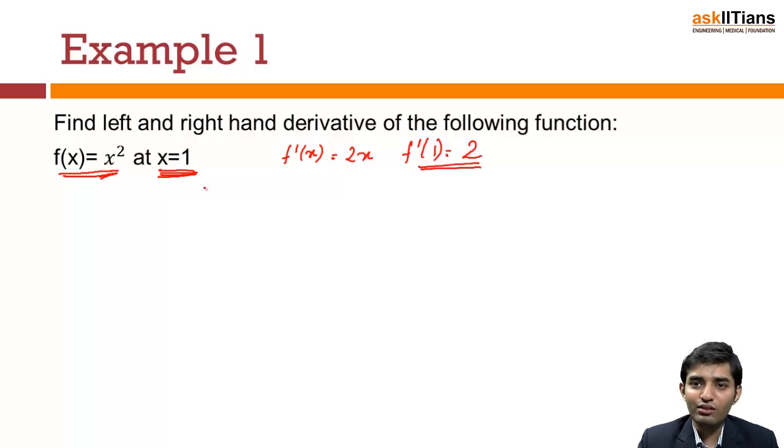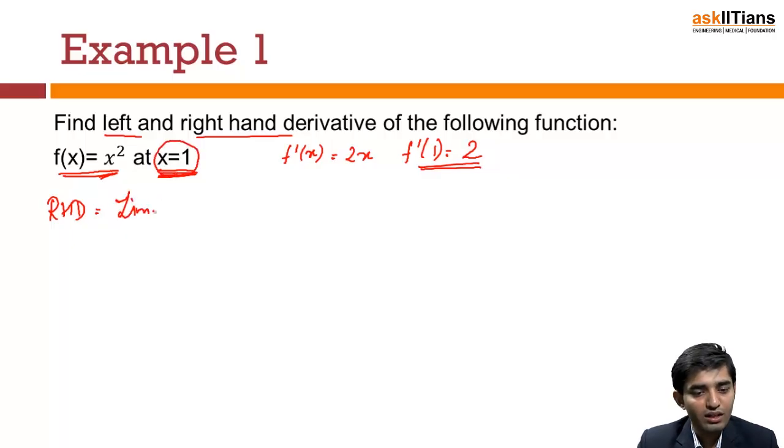Now let us prove this by using the definition that we have just learned, that is by finding the left hand derivative and the right hand derivative, because the question says you have to find the left hand derivative and right hand derivative. What is the definition of right hand derivative? At x equal to 1, it is limit h tending to 0, f(1 plus h) minus f(1) divided by h.